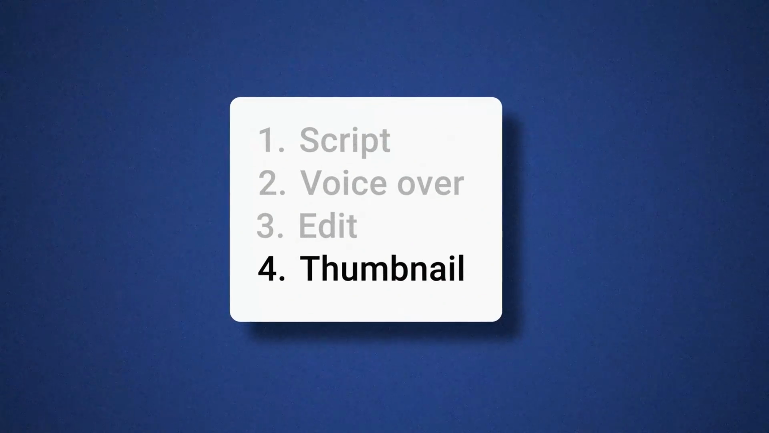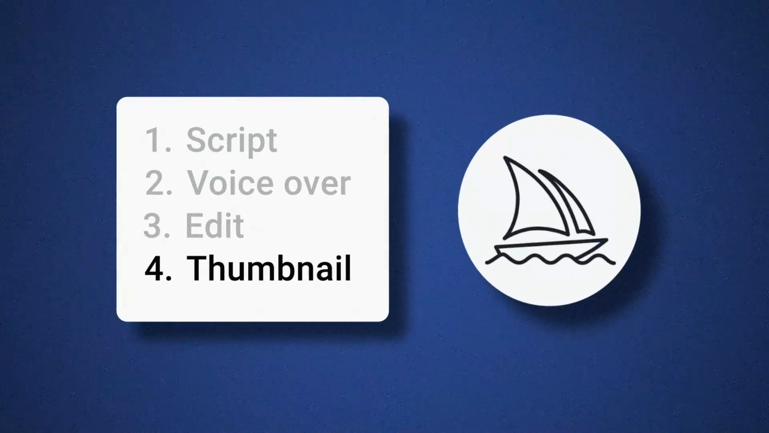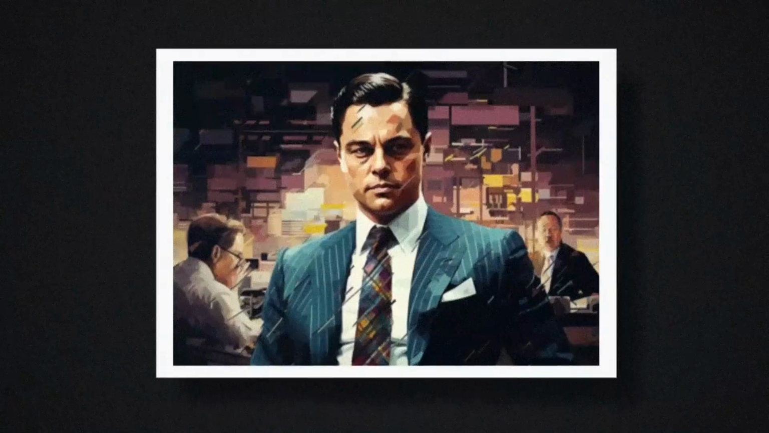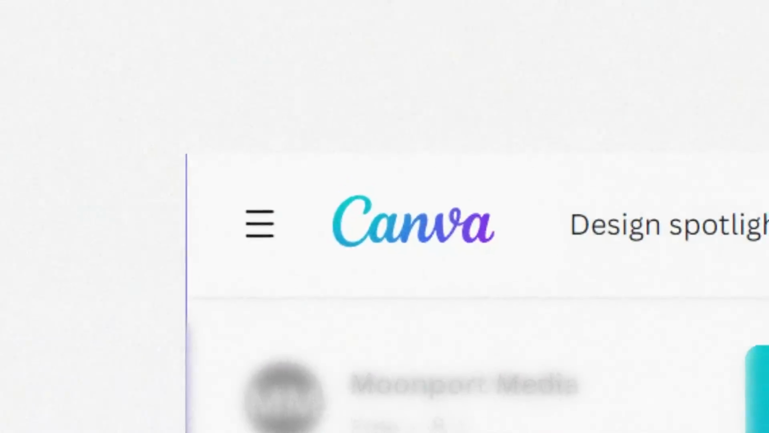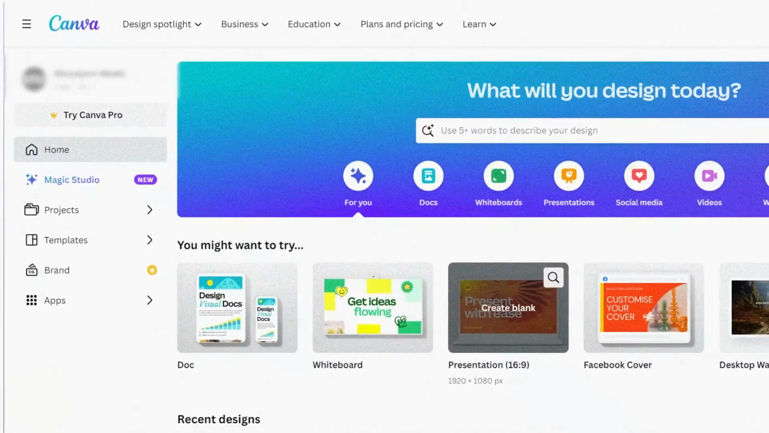Lastly, you need a very good thumbnail to go with the video. You can use this tool called Midjourney that will generate any type of images for you, or you can simply make your own in canva.com. It's by far the best and easiest software to use if you want to edit your thumbnails as a beginner.